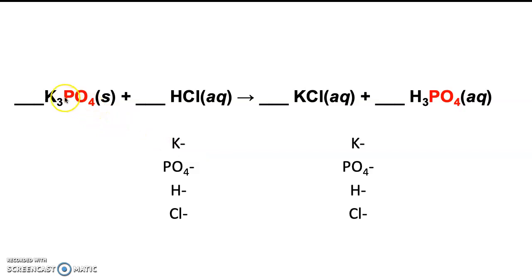So we want to begin by balancing. First thing is to look to see how many of each element there are. So let's do it here. We have 3 potassiums, 1 phosphate, 1 hydrogen, and 1 chlorine. On the right side, we have 1 K. Over here, we have 1 phosphate, 3 hydrogens, and 1 Cl. Okay, so let's begin the balance here. You have your phosphate. You don't have to write P by itself or O by itself. You leave it as it is.